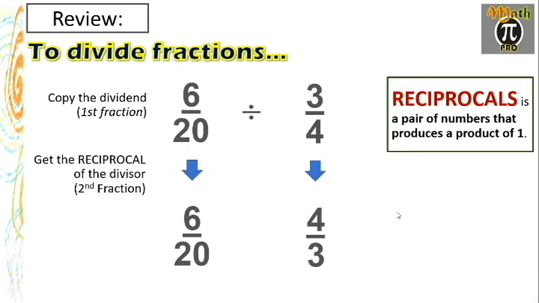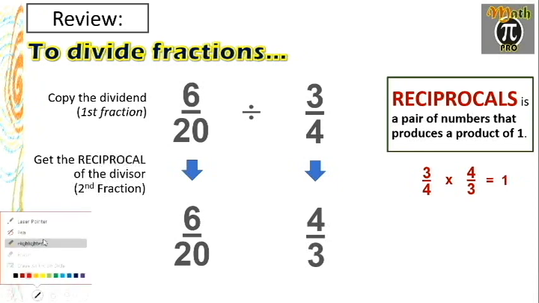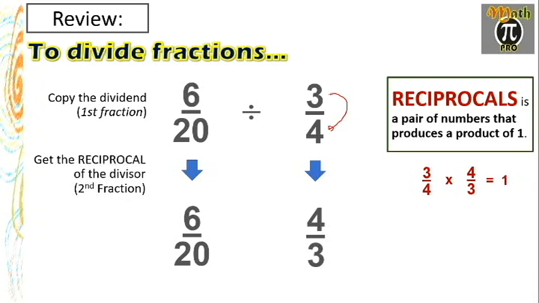Reciprocals are a pair of numbers that produce a product of 1. As you see, when 3/4 is multiplied by 4 over 3, their product will be 1. That means 4 over 3 is the reciprocal of 3/4 and 3/4 is the reciprocal of 4 over 3. To easily get the reciprocal of a fraction, all you need to do is flip the position of its numerator and its denominator.